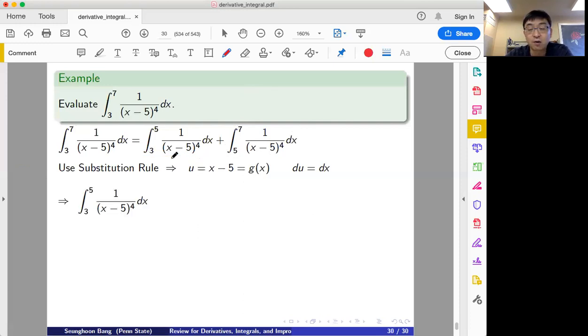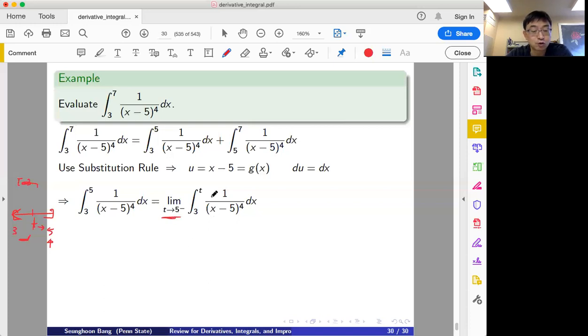I want to check whether the first one is convergent or divergent. This is like this, with discontinuous point 5. You can change it like this: the limit as t approaches 5 from the left of the integral from 3 to t of 1 over (x minus 5) to the 4th dx. From 3 to 5, this is the discontinuous point, so you can choose t, find the integral from 3 to t, and let t approach 5 from the left.